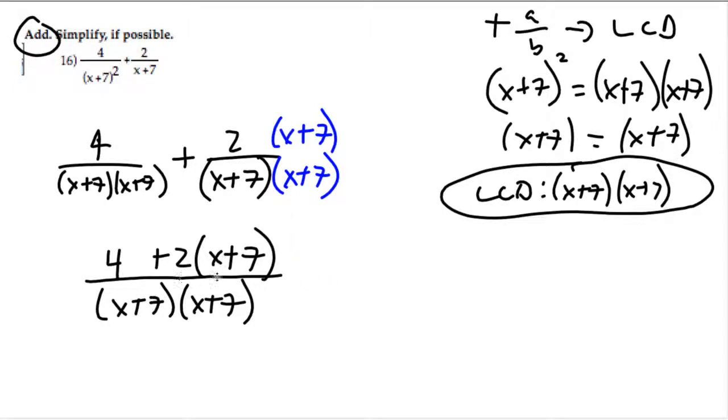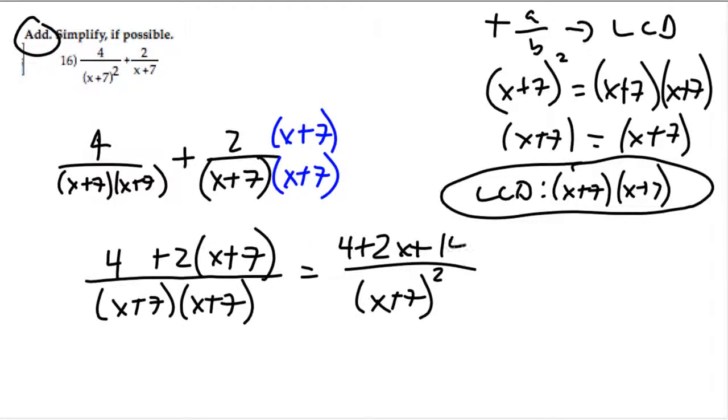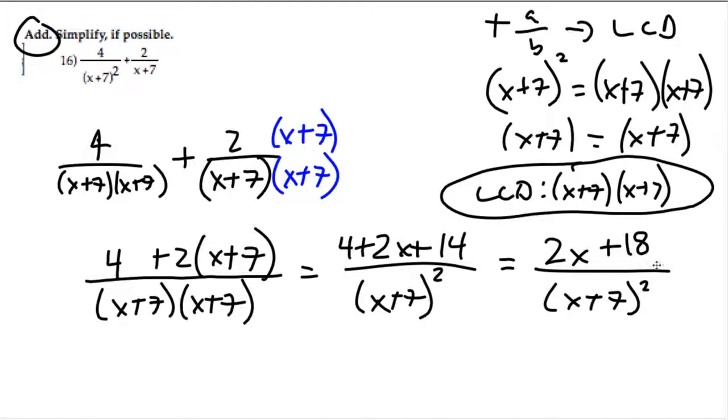Now the last thing I'll do with this one is I'll simplify the top. I'll just leave the bottom as x plus 7. I could even write it squared. But then on the top I'll multiply the 2 through, so I'll get 4 plus 2x plus 14. And then I see common like terms there, so I can add those together. So on the top I'll have 2x plus 18. Is that right? Yeah. All over x plus 7 all squared.